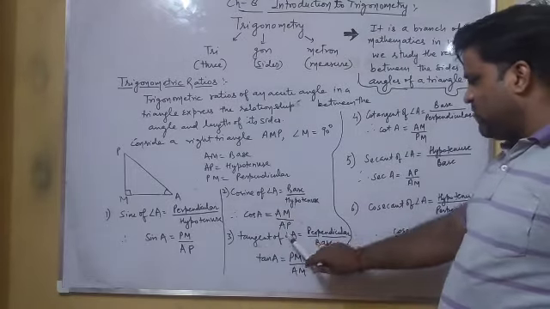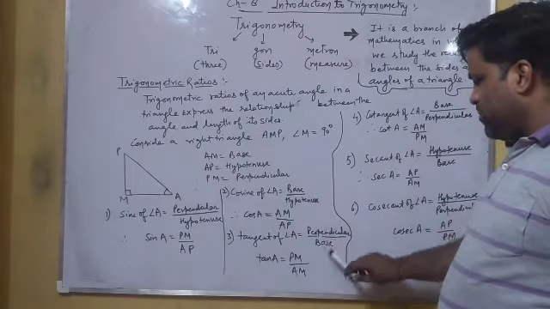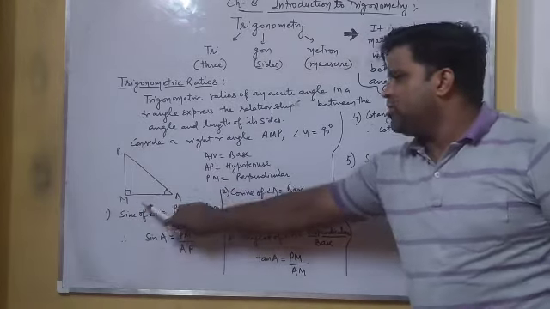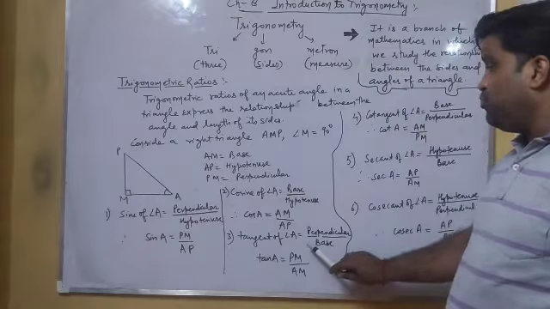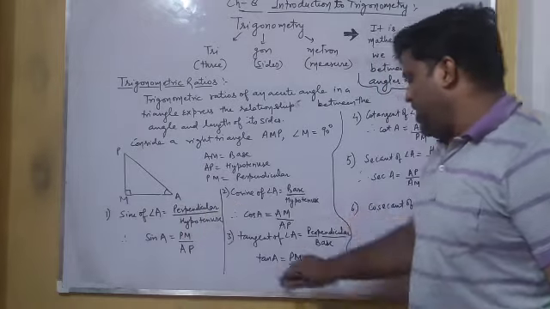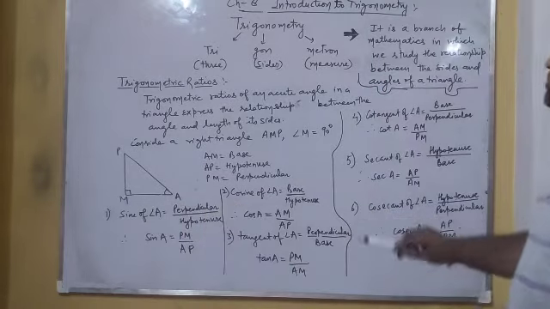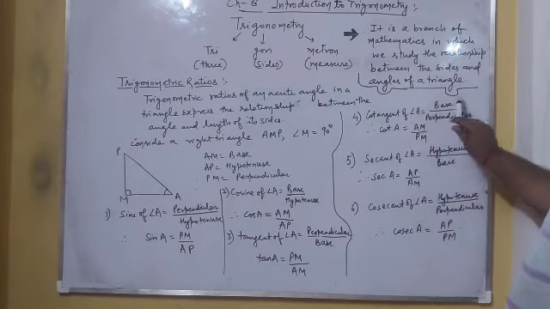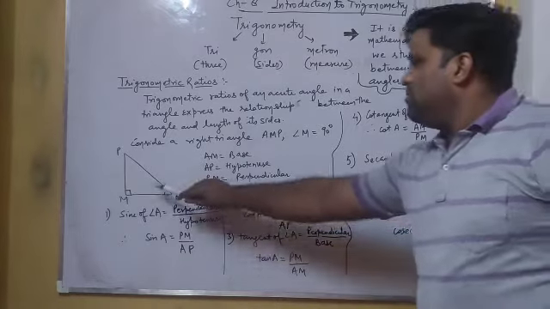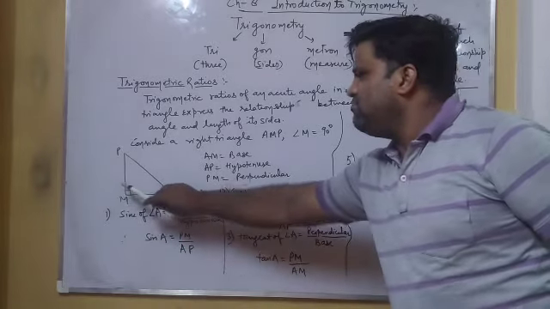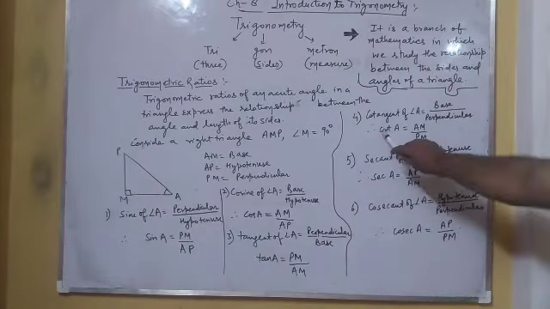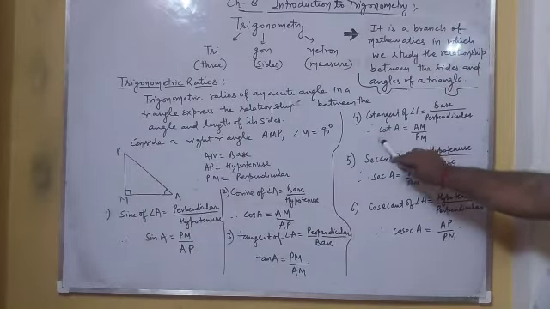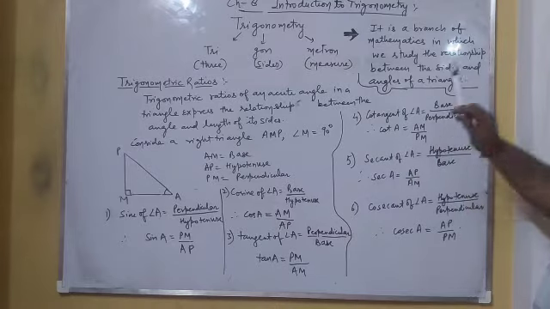Similarly, we have the tangent of angle A, which is the ratio of perpendicular and base. This is the perpendicular and this is the base. We can say tan A is equal to PM by AM. Next one is cotangent of angle A, which is the ratio of base and perpendicular, which is AM and PM. So we can say in short form, using the abbreviation, cot A is equal to AM by PM.